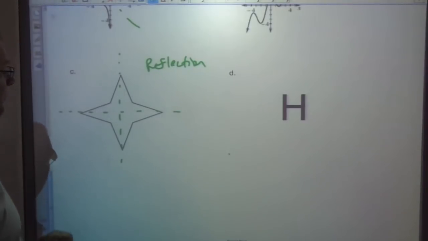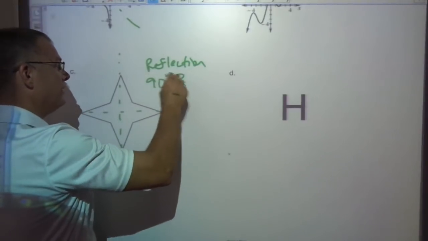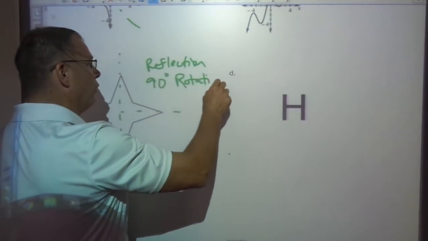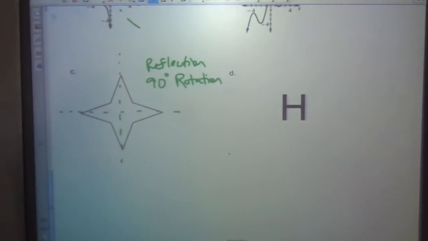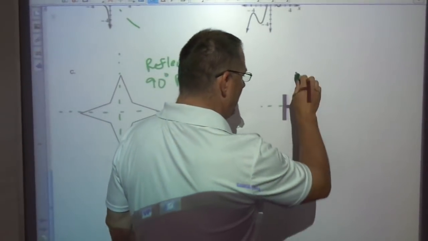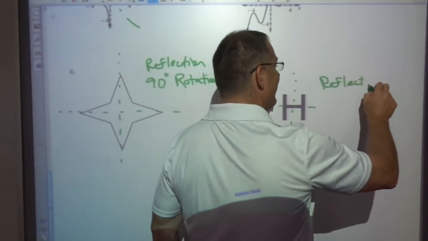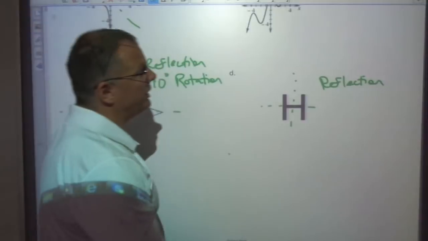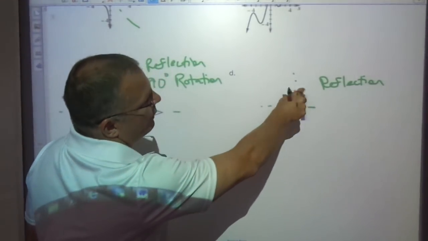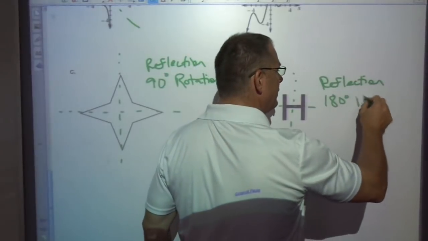90 degrees, so we would say 90-degree rotation symmetry. 1/4 of the way around. The letter H, it has reflection symmetry here, it has reflection symmetry there. And it has rotation symmetry. I could spin it halfway around the circle. Halfway around is 180 degrees.